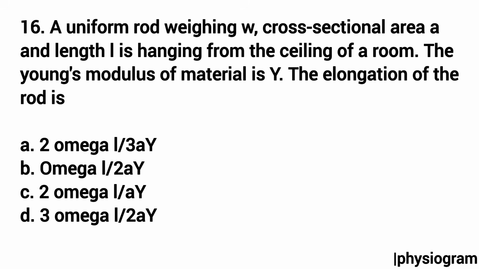So the elongation of a vertically hanging uniform rod due to its own weight is del L equals WL by 2AY. Since the tension increases linearly from 0 at the bottom to W at the top, the average tension is W by 2. The correct answer will be option B, that is WL by 2AY.